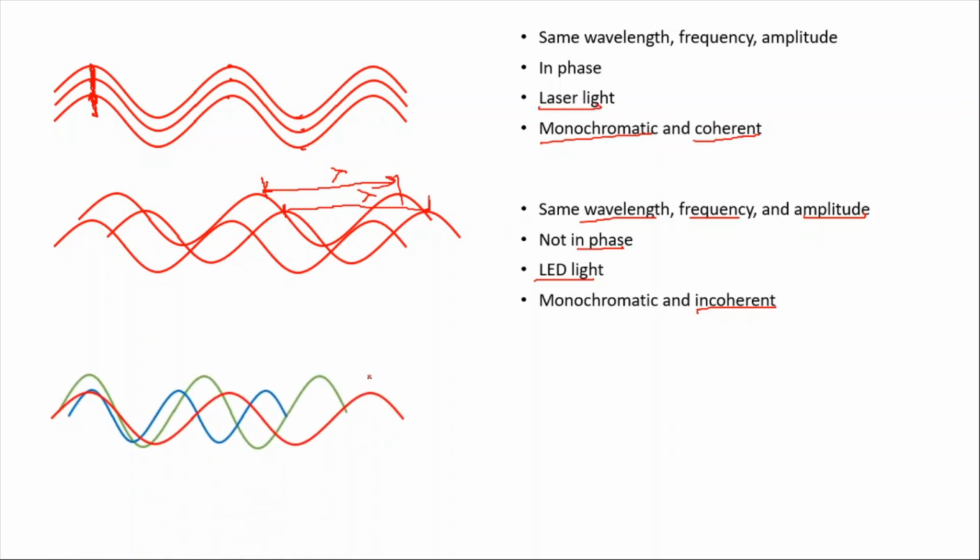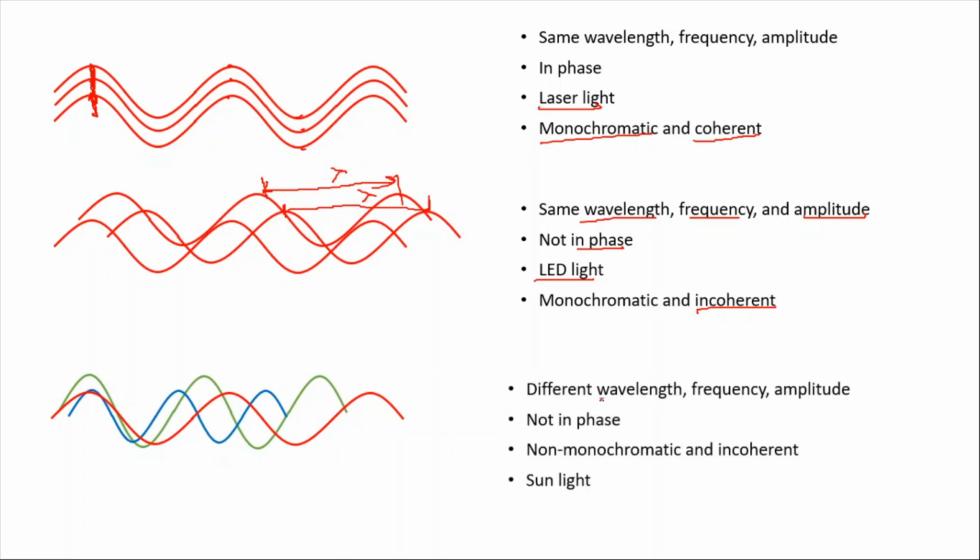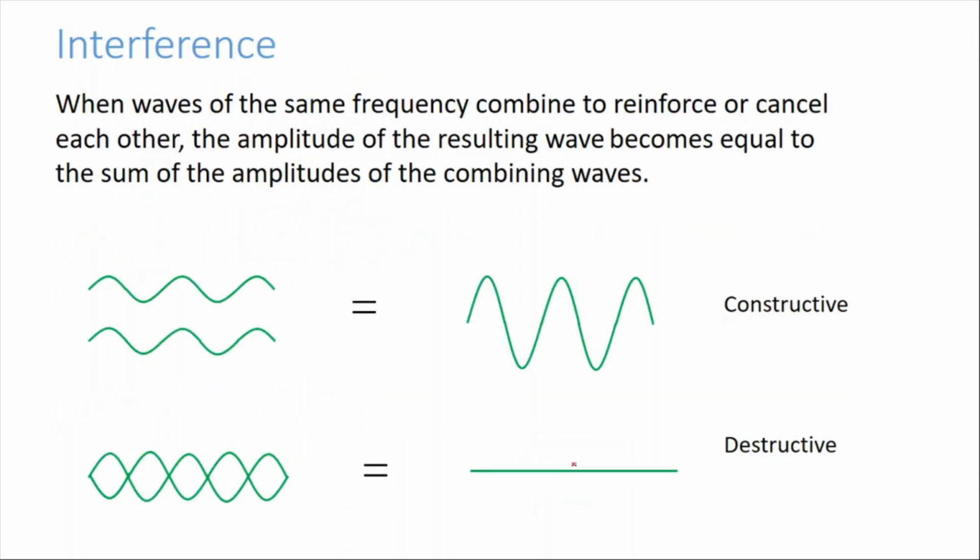And let's look at another type of light. In this case, the wavelengths are different from each other. The wavelengths of the red color, the green color, and the blue color are different from each other. Their frequencies and amplitudes may be equal or different, and also they are not in phase. So this type of light is the sunlight, and it is non-monochromatic, and also it is incoherent.